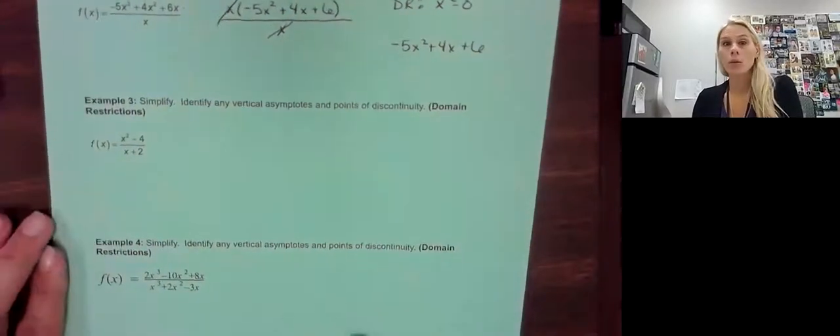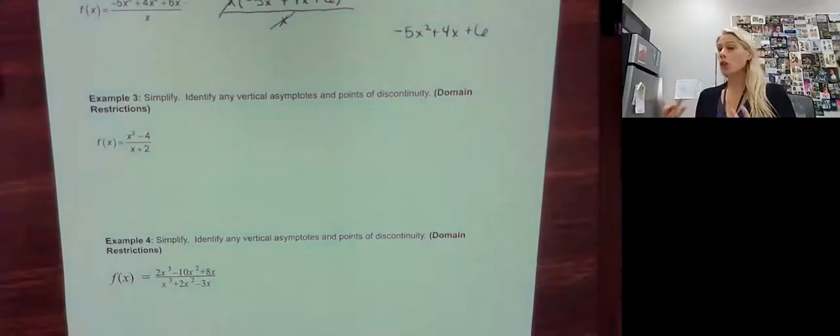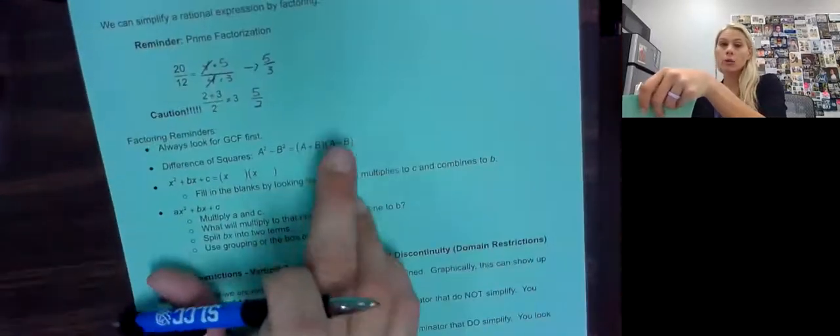Okay, let's try another one. Again, looking at factoring first. In that numerator, what's so special about this? It's the difference of squares. And if you forget that, remember it's on your first page here, the difference of squares, right?